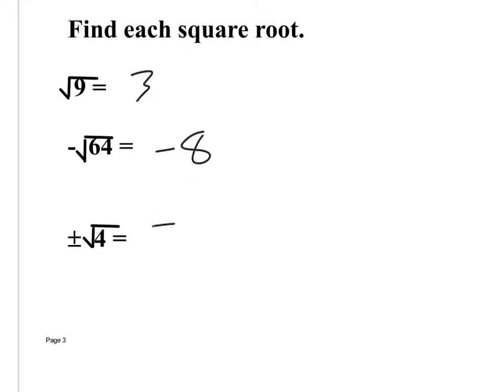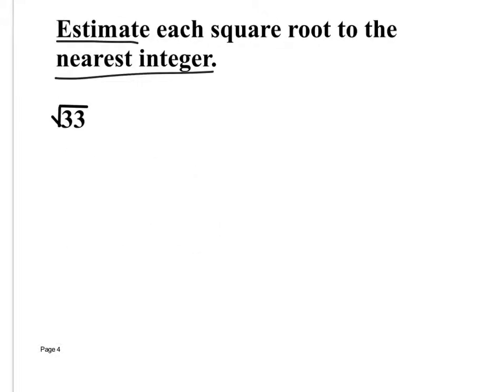If you see plus or minus, go ahead and write plus or minus and then figure out what the square root of 4 is. It's 2. So there's your answer. Okay, now it's going to ask you to estimate. Let's say you don't have a calculator.